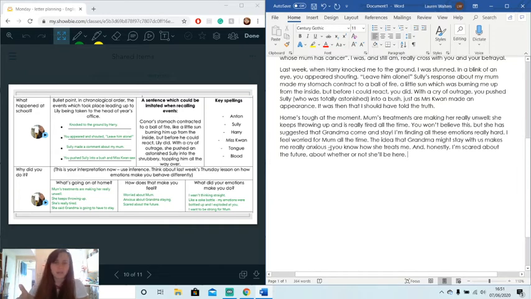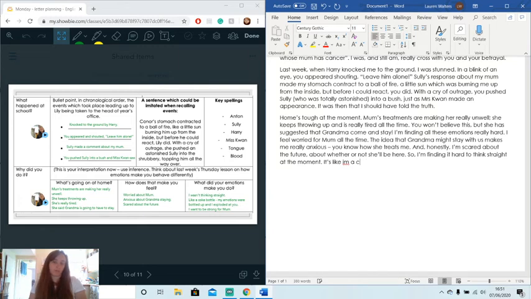The idea that Grandma might stay with us makes me really anxious. Dash, why does it make you anxious? You know how she treats me. And honestly, I'm scared about the future, about whether or not she'll be here. So I'm finding it hard to think straight at the moment. Keeping up with me? I'm here.